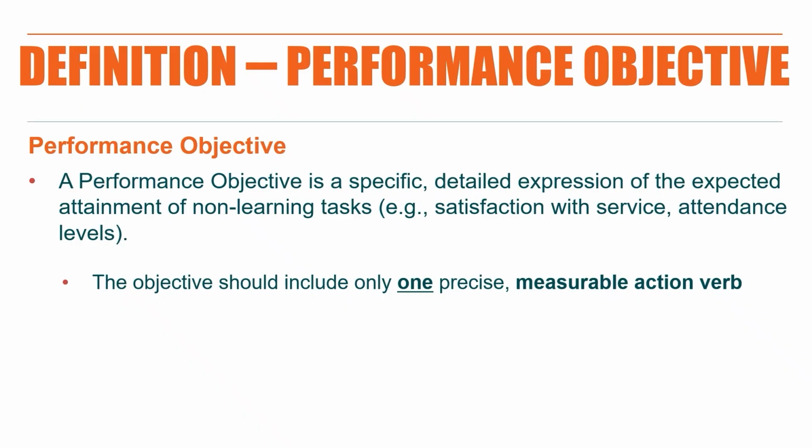A strong performance objective must include one clear and measurable action verb, which ensures the outcome can be evaluated using data. When writing performance objectives, selecting a clear action verb is both important and necessary. Using precise action verbs helps ensure that objectives are observable and measurable, which is essential for effective assessment. In addition, including a strong action verb ensures that you clearly communicate the type of performance being targeted.